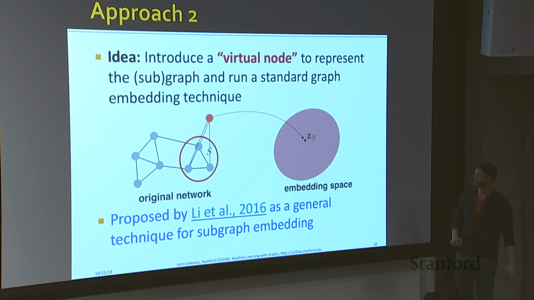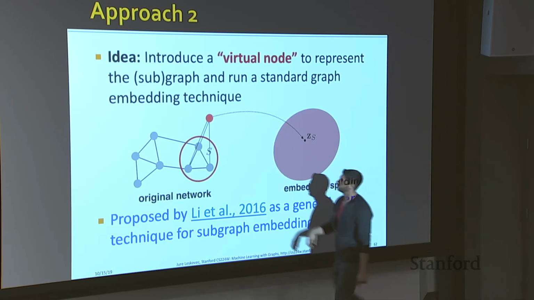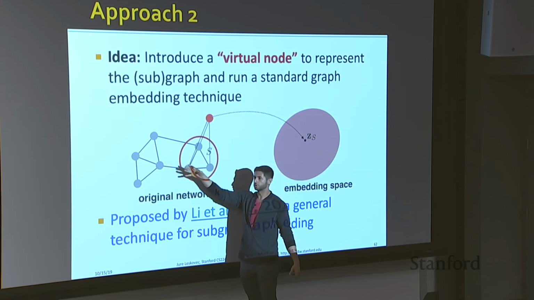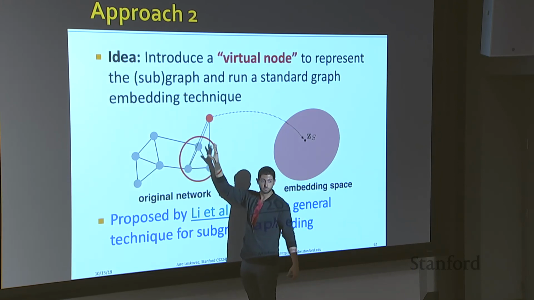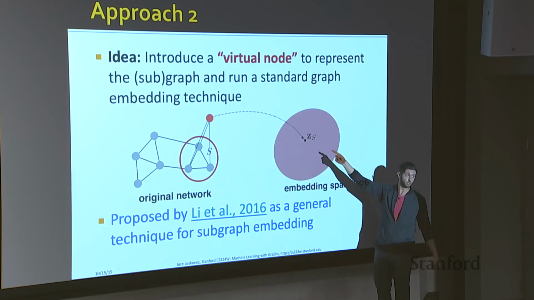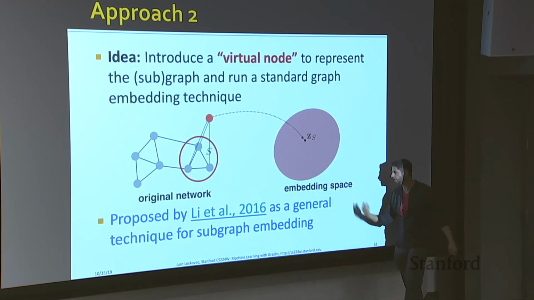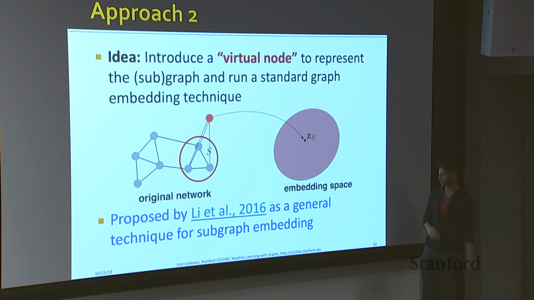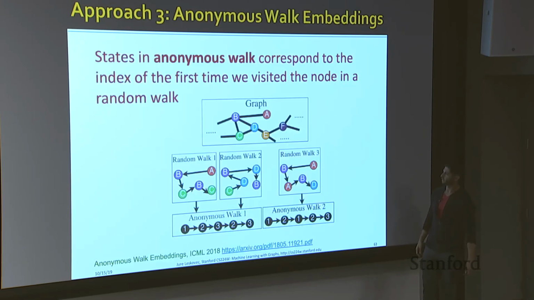Another slightly more advanced approach is you can introduce a virtual node, so you can connect together all the nodes in the graph, or maybe even a subgraph of interest that you want to represent, and then you embed only that virtual node, okay? Again, this has been used as a general technique for subgraph embedding. I invite you to check the paper as well.